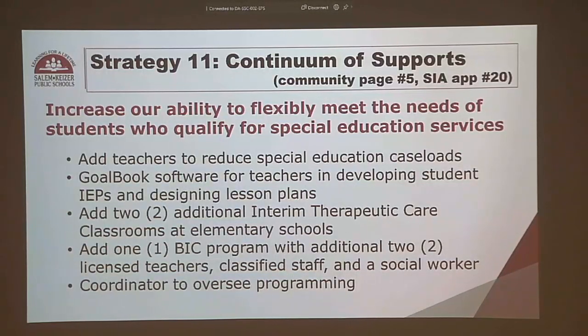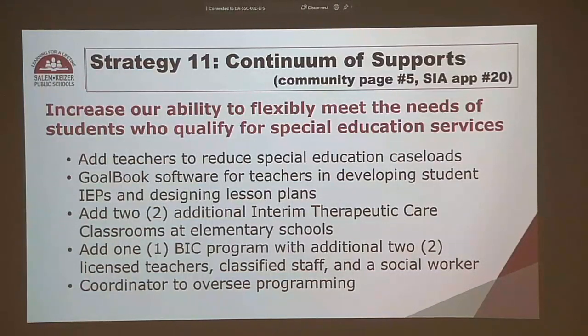So strategy 11, and this one is named the continuum of supports. We heard from our families, particularly our families who have students in special education, and from some of our students who receive our special education services, that we need to do a better job of providing a continuum of supports for students and meeting them where they are and what they need. So we want to be more flexible to respond to the needs.